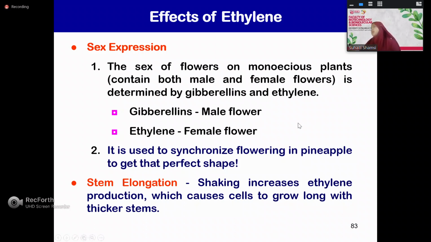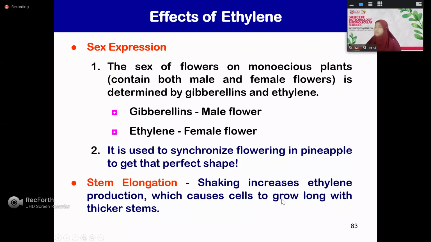So we can manipulate ethylene in order to increase the production of gibberellic acid to have more male flowers, or increase the production of ethylene to have female flowers. So we can synchronize the flowering in pineapple to get that juicy, perfect shape of pineapples.